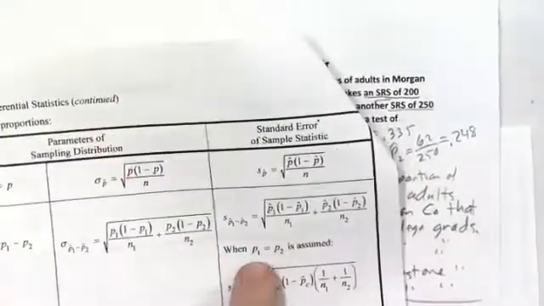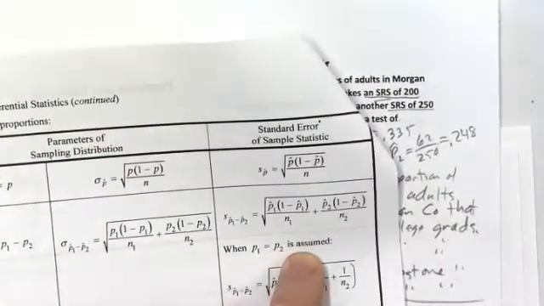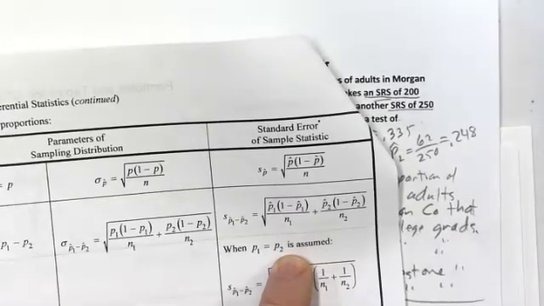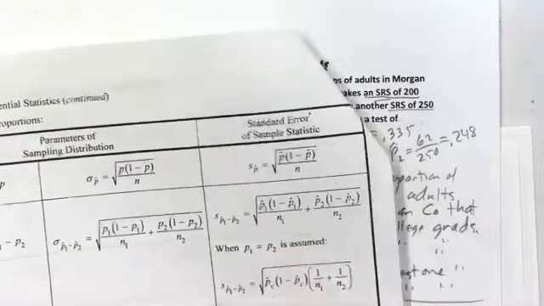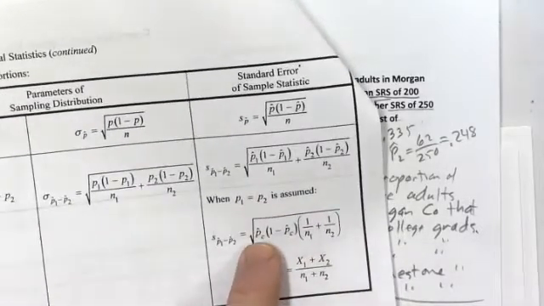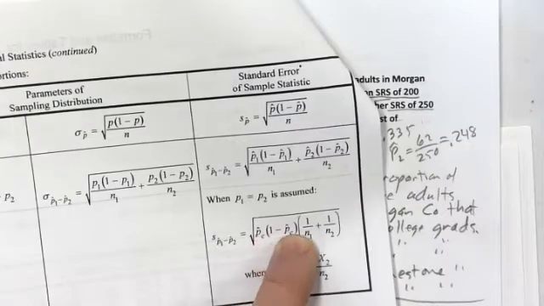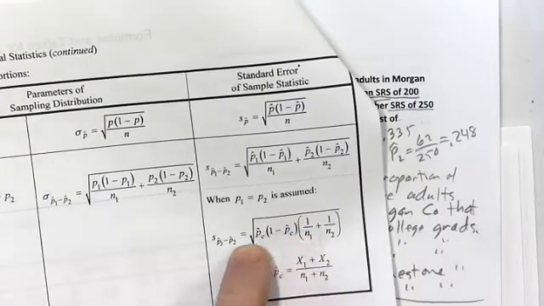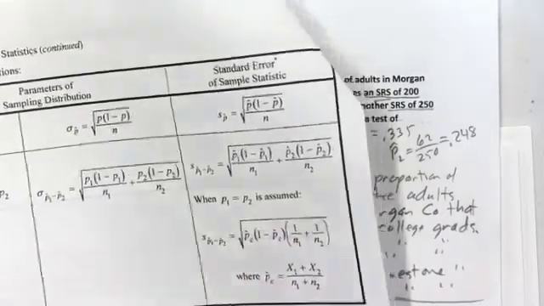There it is. When we assume that P sub 1 and P sub 2 are equal, which we're assuming in the logic of the test, here's the formula. We use our P hat combined. We plug it right into that formula there. And so that's what I'm going to do.